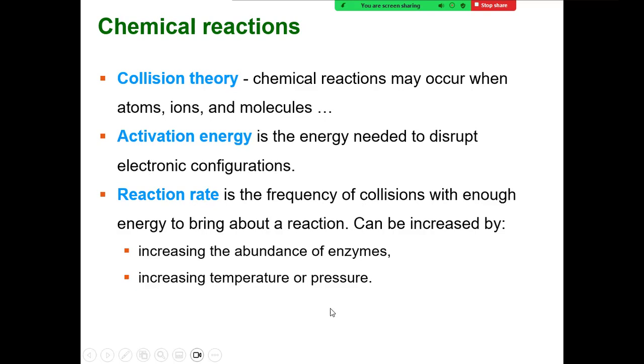So increasing the temperature is pretty easy to see that it can increase the reaction rate of a reaction. Increasing the pressure does the same thing. And what happens is when you have a set volume and you increase the pressure, that means the molecules kind of are closer together, but they have the same energy.